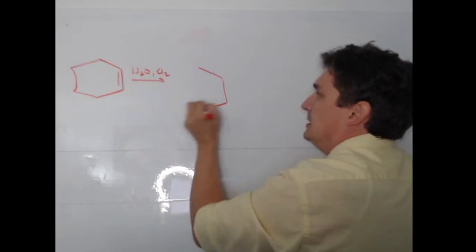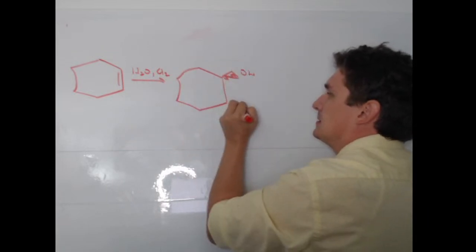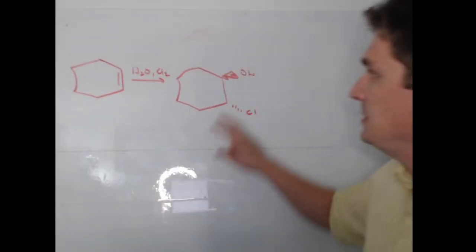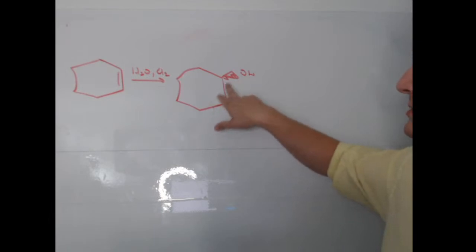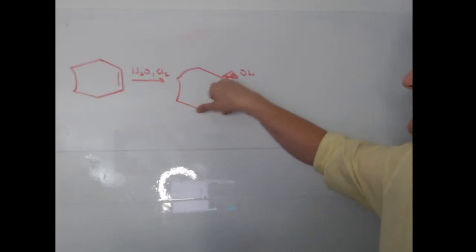Hydrohalogenation. In this case, we have to specify that we got this product, because they never appear on the same side. So when you run this reaction, oxygen and chlorine get added on opposite sides of the double bond. We don't have a choice, we have to write this.